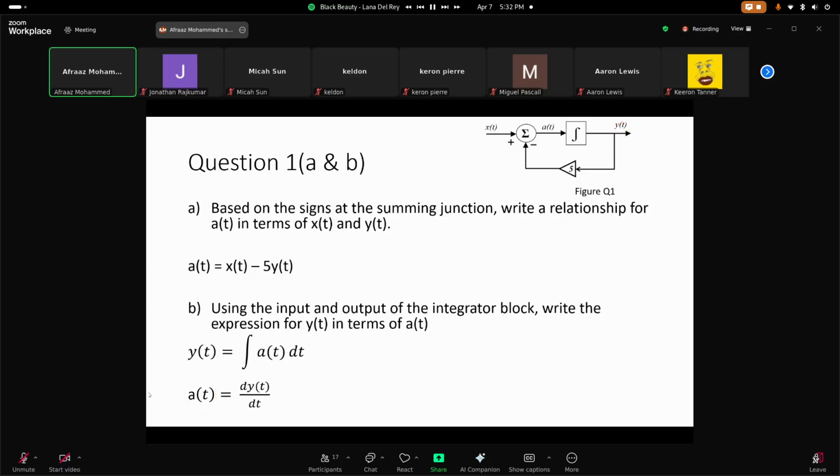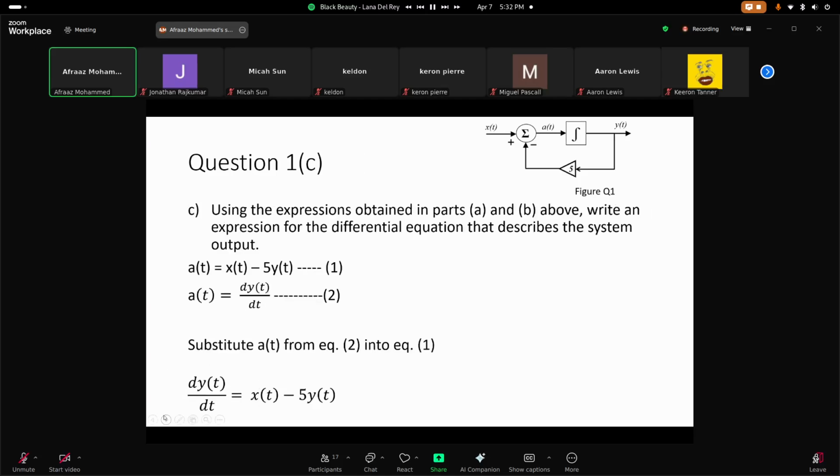Right, so that is parts A and B. Okay, in part C, using the expressions obtained from parts A and B, you have to write a differential equation that describes the system out, right? So for this one, just to make it a little more organized, you could add equation numbers to each one of the equations.